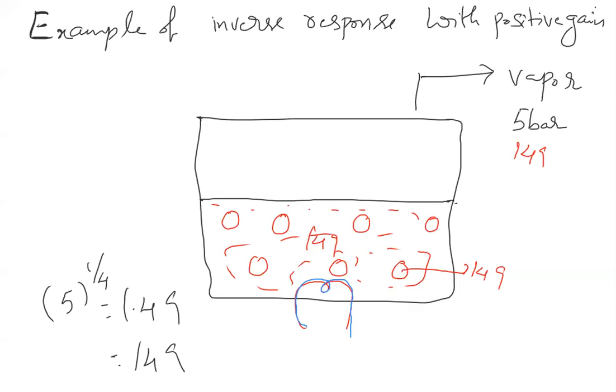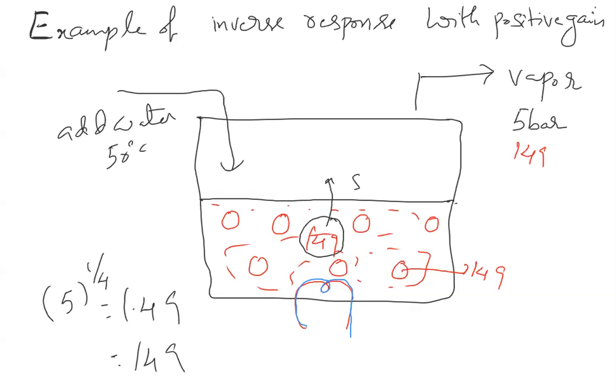Suppose suddenly you add water, what do you expect? The level will increase or decrease? Suppose you add water which is at 50 degrees. Because this entire thing is at 149, suddenly the liquid temperature will drop below 149. The liquid temperature will become, let's say, 80 degrees, because 50 degree liquid is mixing with the 149. So when the liquid temperature has become 80, all the bubbles will collapse. When the bubbles collapse, the level decreases.